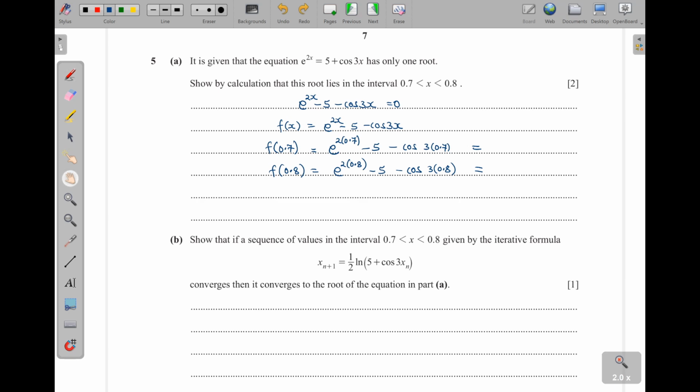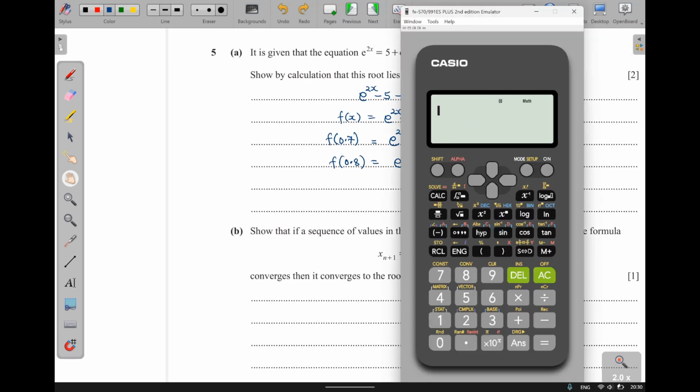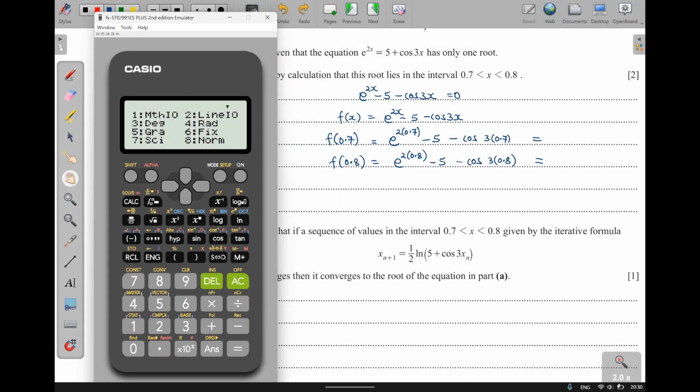Now putting in the calculator, when it is in radians, what do we get? My calculator here is in degrees, so I will press shift, then mod, and then rad is 4, so it is now in radians. Now I can press shift, then the natural log, then this e to the power comes, so this is 2, then times 0.7, and then down here I have minus 5, then minus the cosine of 3, then times 0.7, like that. So we get negative 0.43995 and the rest of those figures, okay?